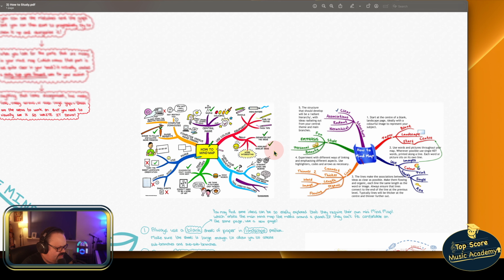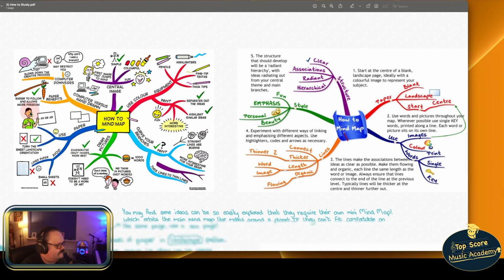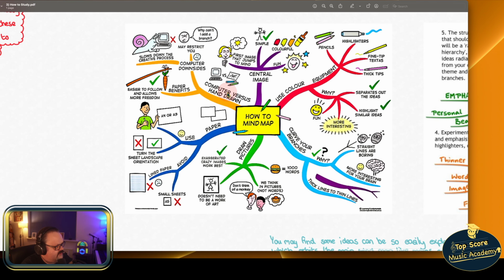So you can see some of the things here, guys, if I zoom in to summarize that. How to mind map. Computer versus hand-drawn. I would probably say that hand-drawn is better. You're actually taking the time yourself. You're doing the heavy work yourself to organize the information, to group the information, and to think hard about things and how they're grouped and how they're written down, how they're spaced out on the page.